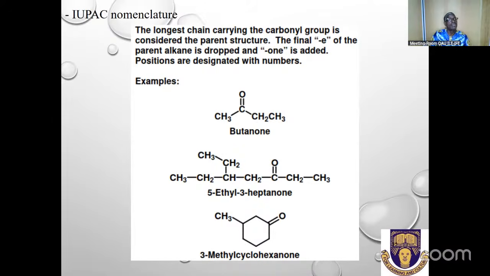Now let's look at the IUPAC naming system. How do you name your carbonyl compound or ketone using the IUPAC naming system? What is to be considered is that the longest chain carrying the carbonyl group is considered the parent structure. The final e of the parent alkane is dropped and -one is added, and positions must also be designated with numbers.